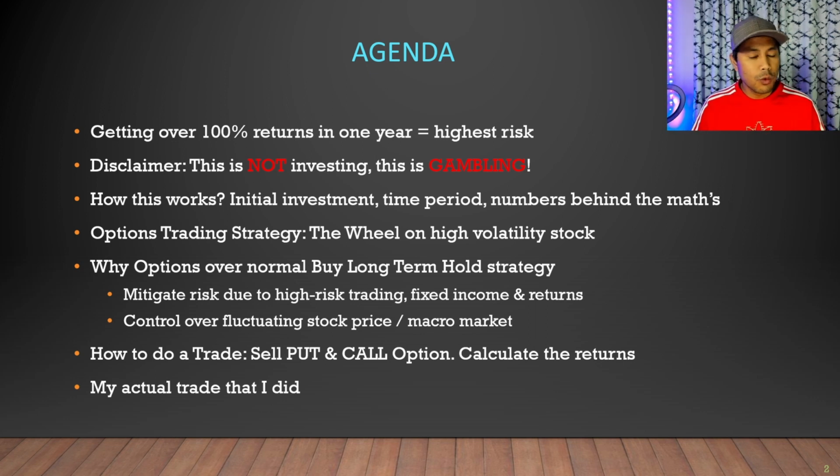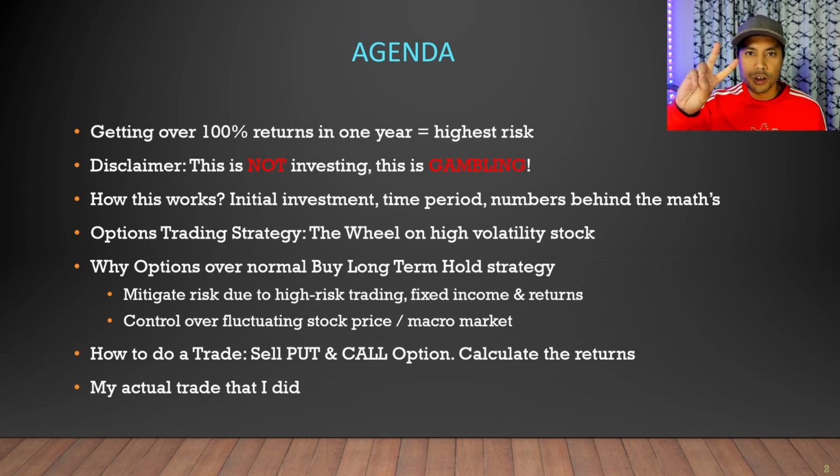And you're probably wondering, why do options over a normal buy and hold long-term strategy? The beauty of options is that you can mitigate risks due to high risk trading. Basically you have a fixed income and fixed returns with options trading. And if I'm going to be gambling my money away in these high risk stocks, you can actually use options trading to lower that risk. So you can get really good reward, but you can also minimize risk with this strategy. And the other thing with options strategy is you have control over the fluctuations of the stock price and also if there are macro market environments.